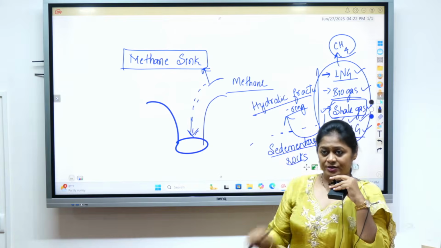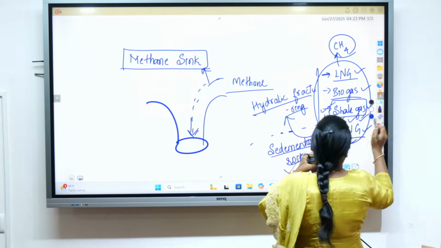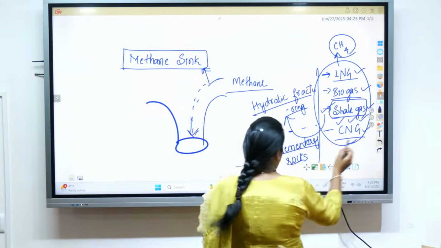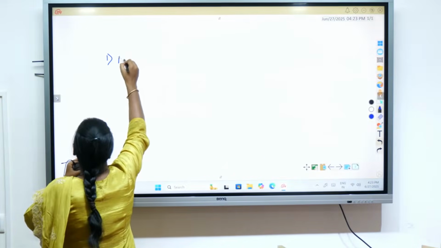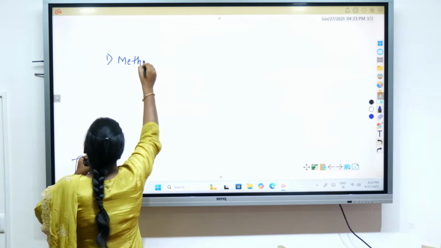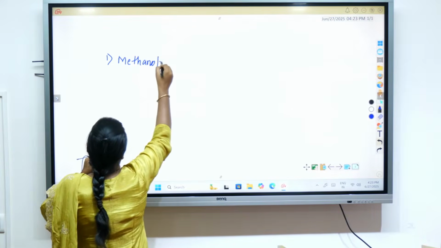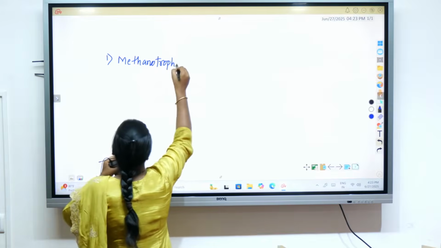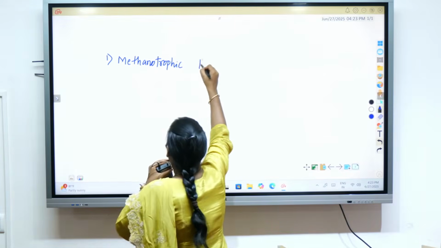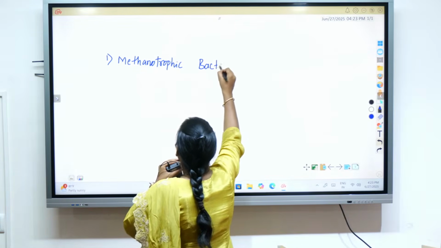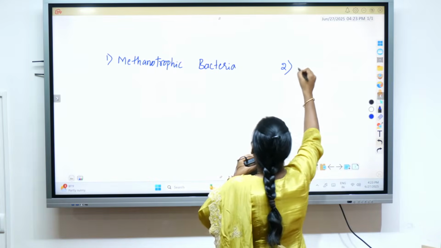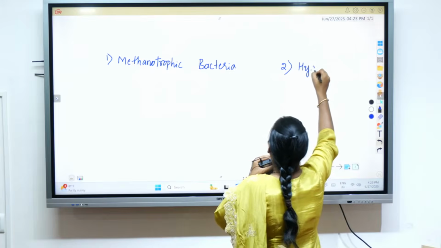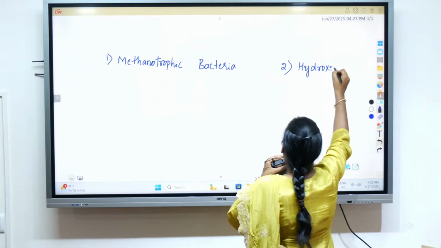Through which mechanisms is methane absorbed from the atmosphere? There are two mechanisms. One is methanotrophic bacteria. And the second one is the hydroxyl radical.